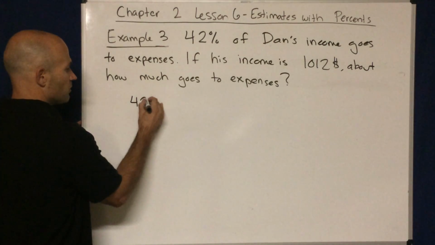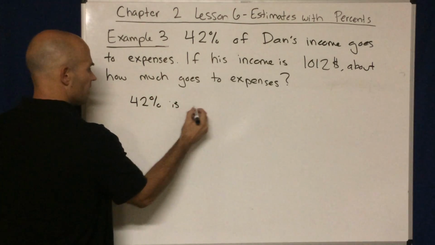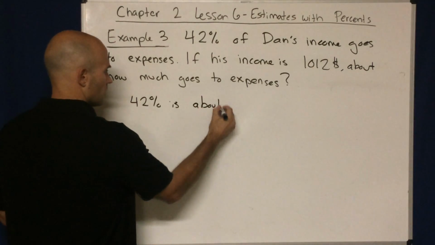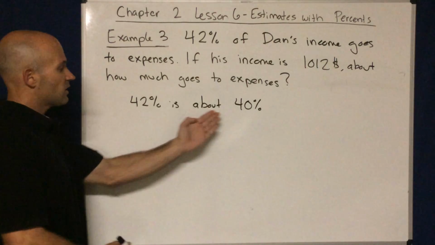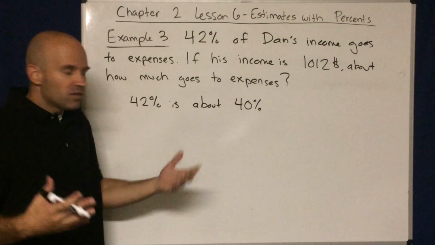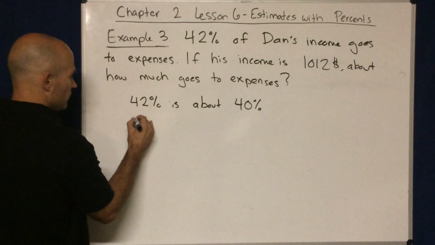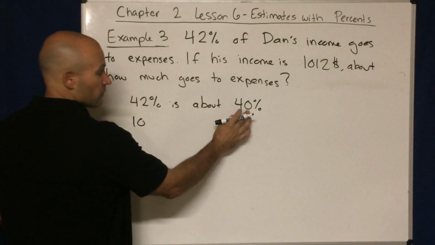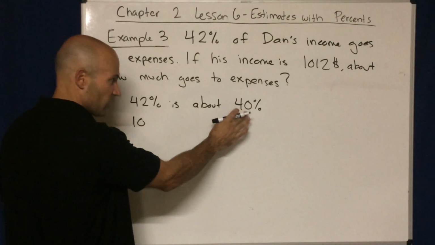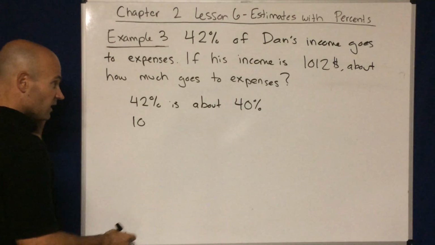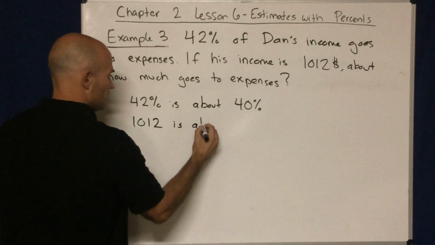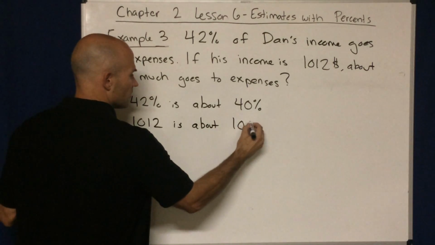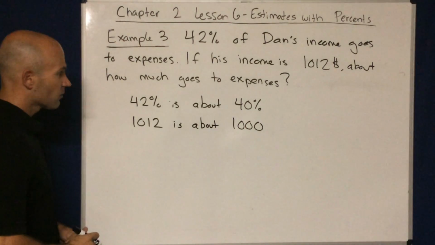So I'm going to take my 42% and say it's about 40%. I picked 40% just because it's a nice multiple of 10 that might be easier to work with. A multiple of 10, not a power of 10. 40% is a multiple of 10. So 1012 is about 1,000. Now I have some nice numbers to work with here.